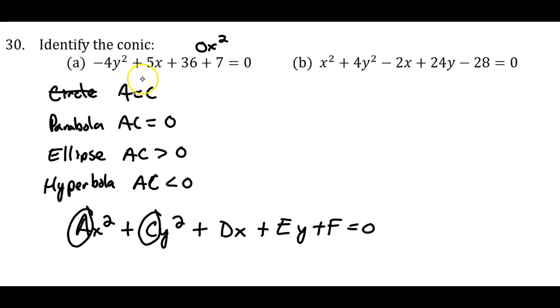And then now look at the product. What do you get when you multiply the coefficient of the y squared term and the coefficient of the x squared term? So 0 times negative 4 is what we have here. That equals 0. And over here we're going to get 1 times 4. That equals 4. So if it equals 0, we know we're dealing with a parabola. So letter choice A right here, it's a parabola.